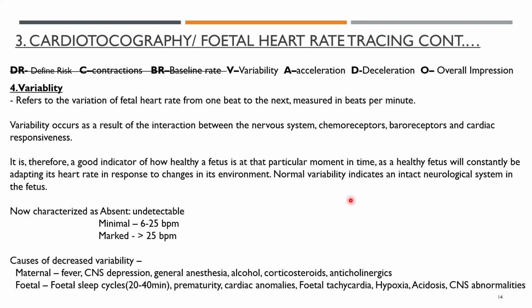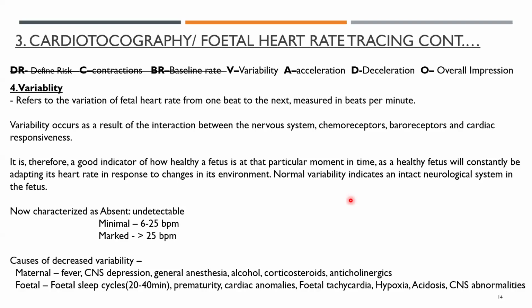It can be characterized into three things. It can be either absent variability, minimal, or marked variability. Absent means it's undetectable. You're not seeing any changes in this graph. Minimal is 6 to 25 beats per minute, which is still good. And marked is anything greater than 25 beats per minute.